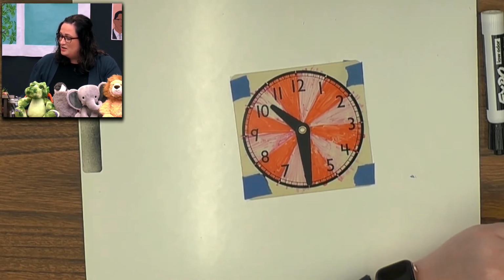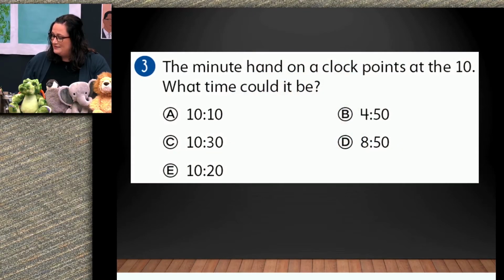The minute hand on a clock points at the 10. What time could it be?